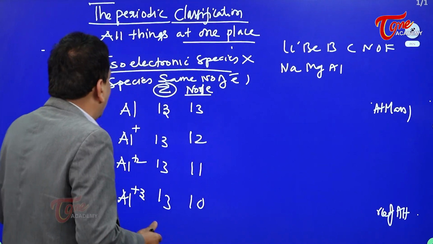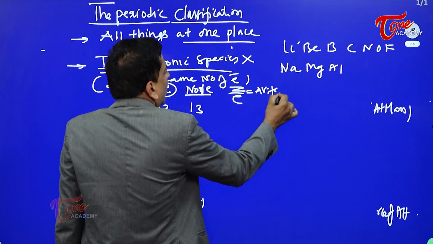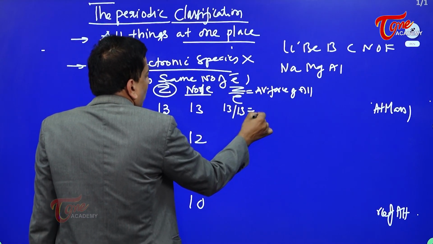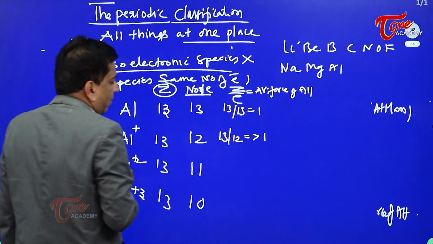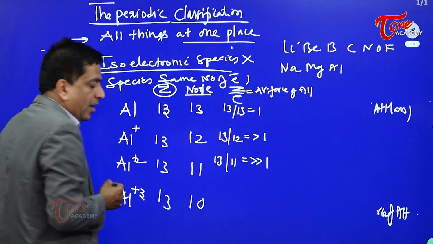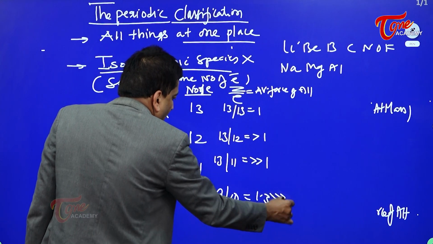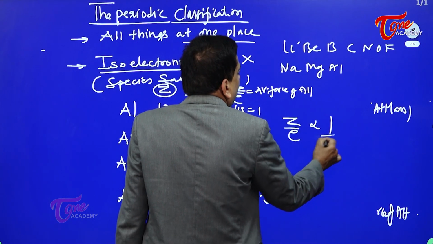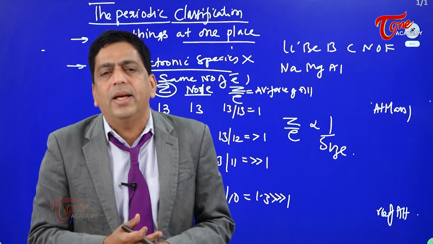If that is the case, you just calculate Z by E. What is Z by E? Average force of attraction. So that is 13 by 13, that is 1; 13 by 12, which is greater than 1; 13 by 11, which is greater than 1; and 13 by 10, which is 1.3, further greater than 1. Just now we said the average force of attraction is inversely related to size. So greater the Z by E, smaller is the size.